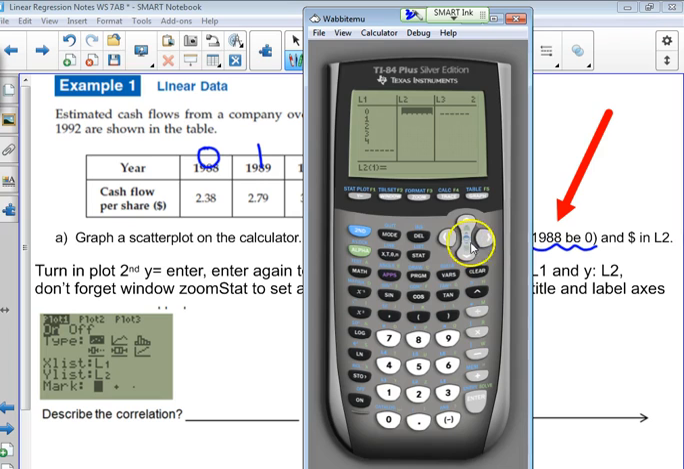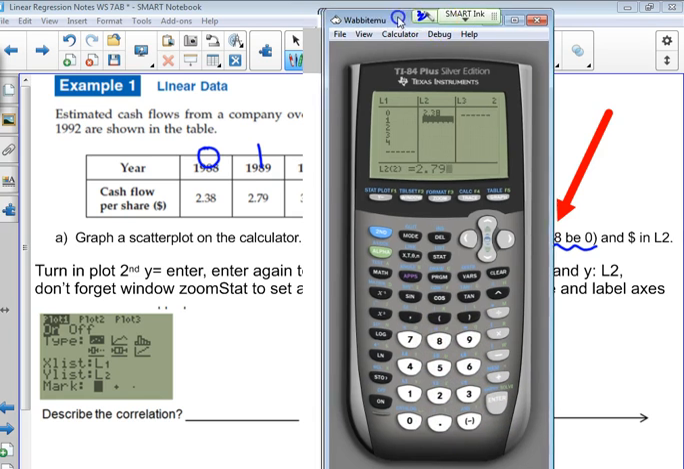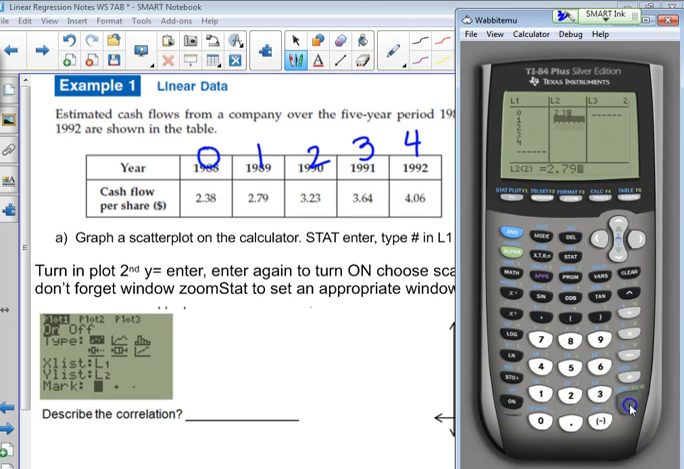Arrow to the right to list 2 and put in these cash flow values, 2.38, etc. Then please make sure that you proofread your numbers, because especially on a quiz, you will not get the right answer if you type in the wrong values. Imagine that.